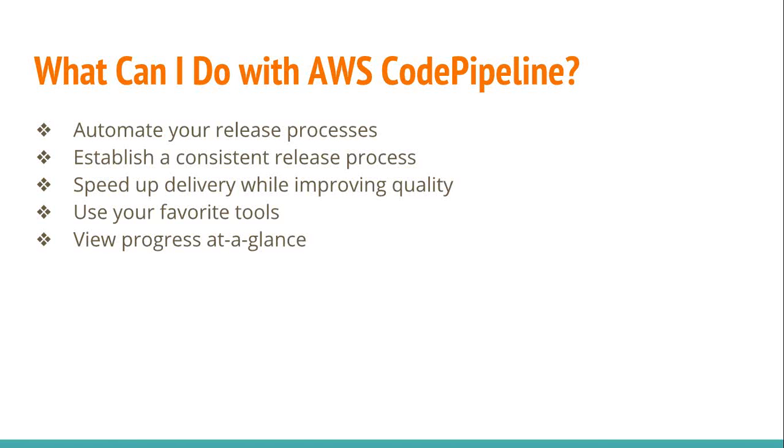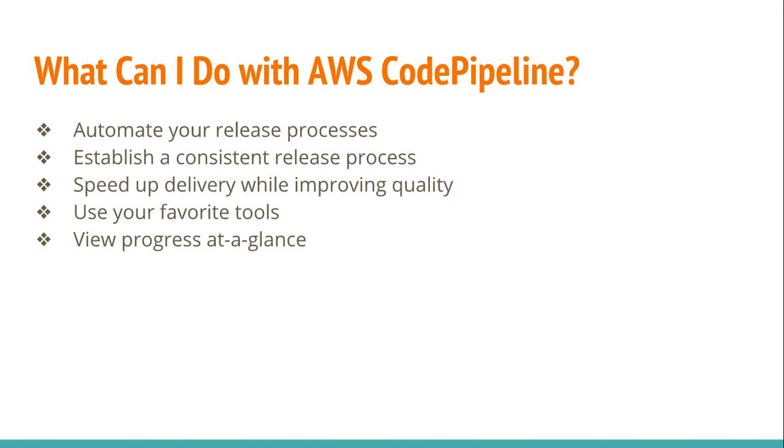Next, establish a consistent release process. Define a consistent set of steps for every code change. AWS CodePipeline runs each stage of your release according to your criteria. Whatever criteria you have defined while creating a pipeline, it will execute those steps. And speed up delivery: you can automate your release process to allow your developers to test and release code incrementally and speed up the release.